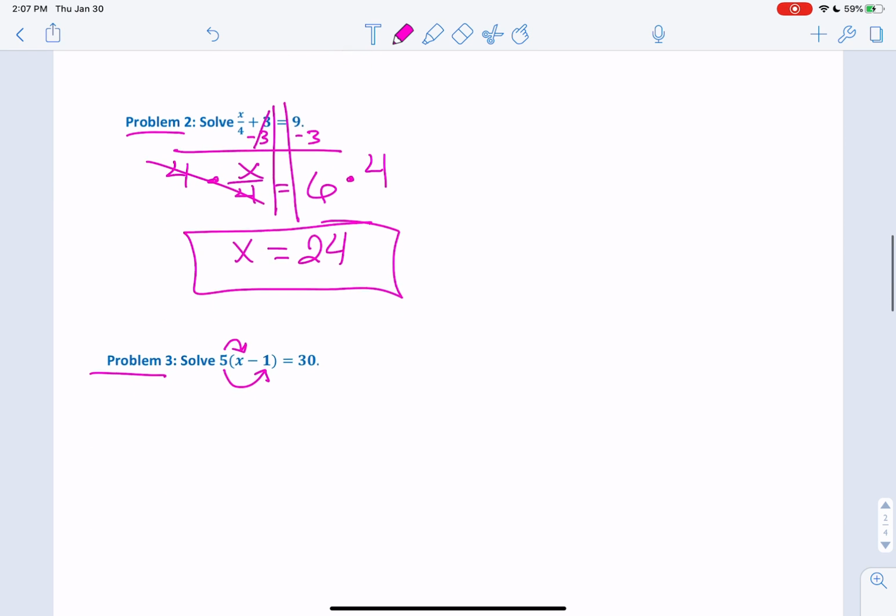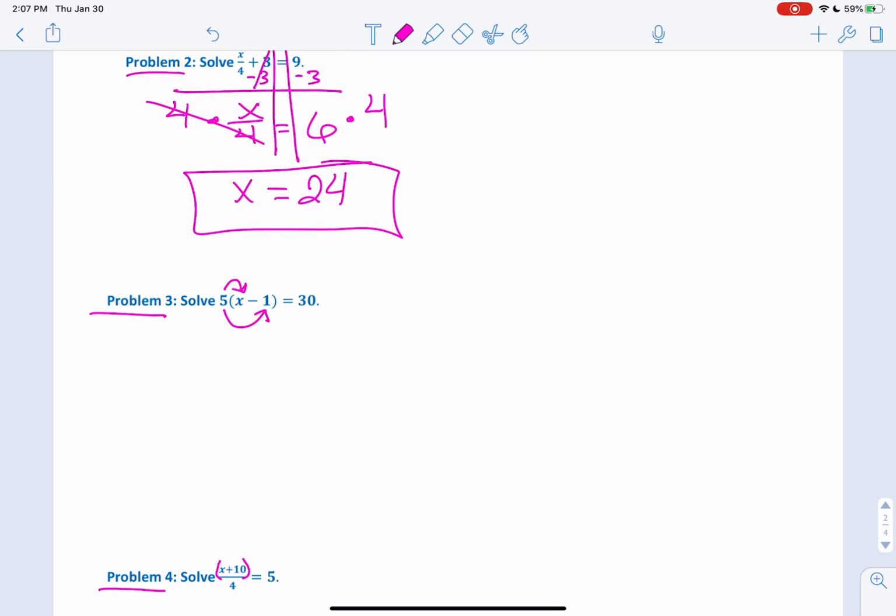Now, for problem 3, I said you had to take care of the parentheses first by doing the distributive property and multiplying that 5 through. So 5 times x is going to give you 5x minus 5 times 1, which is 5, and then we have equals 30. Now we're ready to draw the river.